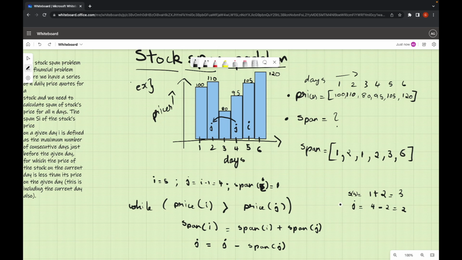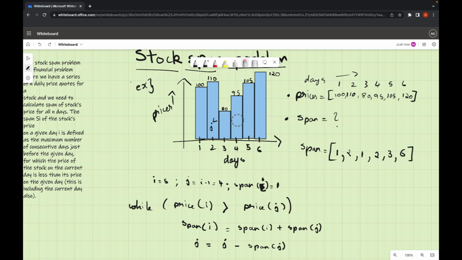Okay, so again you compare the price of j with the price of I. Since now the price on ith day is less than the jth day, because 105 is less than 110, of course, you stop. So now the resulting span is your span on ith day. As simple as that. Now let's take another day and check whether it works.